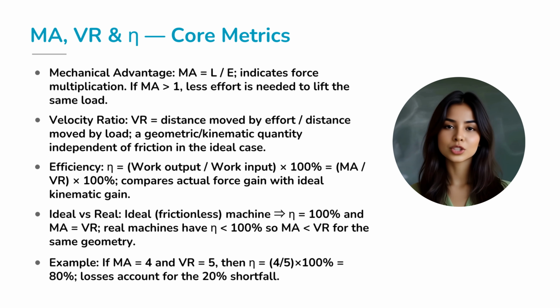In an ideal frictionless machine, efficiency is 100% and the mechanical advantage equals the velocity ratio. In real machines, efficiency is always less than 100%, meaning the mechanical advantage is less than the velocity ratio for the same geometry. For example, if the mechanical advantage is 4 and the velocity ratio is 5, the efficiency is 4 divided by 5, multiplied by 100%, which equals 80%. The remaining 20% represents the energy lost due to factors such as friction.